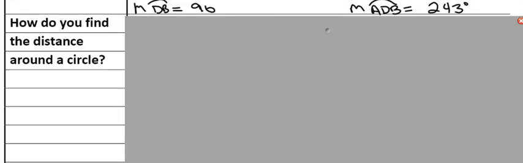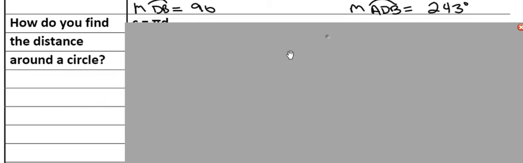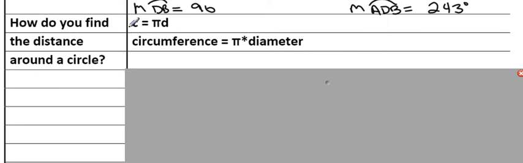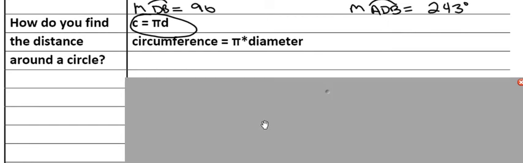Okay, our next question is, how do you find the distance around a circle? And just as we said that length and distance are the same thing in terms of the distance formula, circumference and distance around a circle are the same thing. So circumference of a circle equals pi times the diameter, or circumference equals pi times diameter. This is the abbreviation for those two. And that just means, just like the perimeter of the circle, how far around is the circle? We would use this formula.